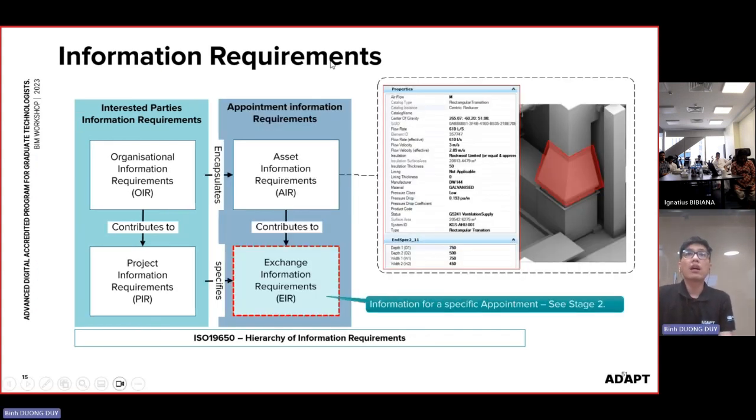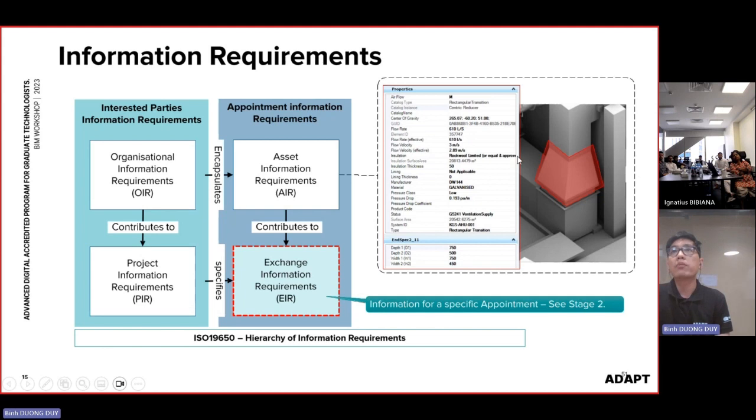So after that, we can already create the EIR, but in most cases the client also asks us to consider the asset information requirement. So what is the asset information requirement? On the right side, I am using one image to visualize what kind of asset information requirement it is. Here is one component. This is the chain system, the HVAC chain system, the rectangular chain system of the HVAC system.